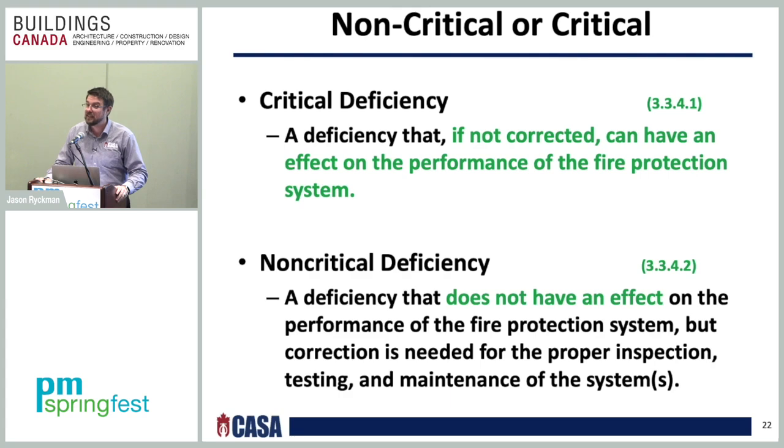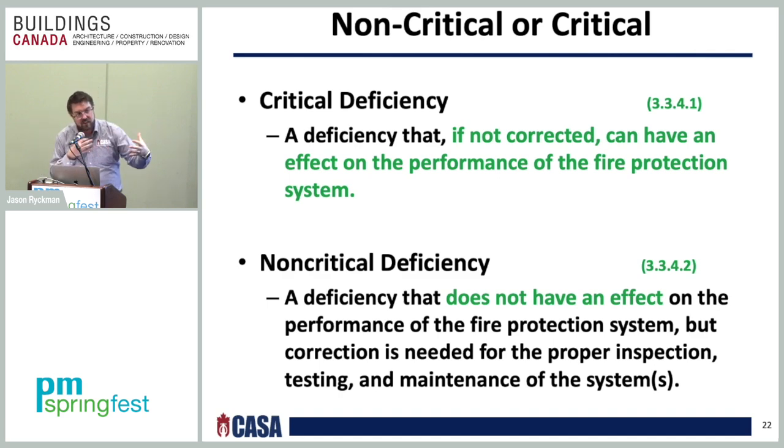You're missing signage on your control valves. Those are examples of non-critical deficiencies. For critical deficiencies, an example would be you have paint on the frame arms of the sprinkler head. Now, if you have paint on the element, that would actually be an impairment. So there's two different degrees there.